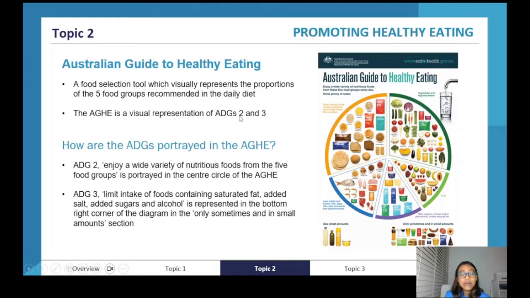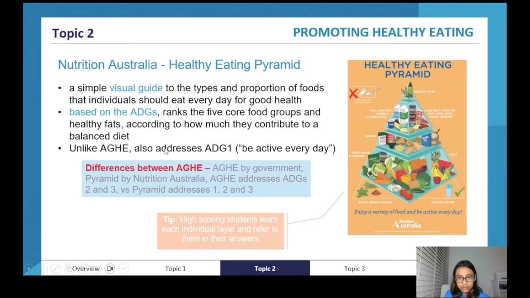So definitely the answer is to attempt practice questions about healthy eating and promoting healthy eating, and the different initiatives and health promotional resources, non-government and government, so you're ready to answer these questions and phrase them. Okay. Nutrition Australia, Healthy Eating Pyramid. So the differences between the government and the non-government again, and what these ones address. You can see the ADGs 2 and 3 are addressed by the AGHE, the Australian Guide to Healthy Eating.